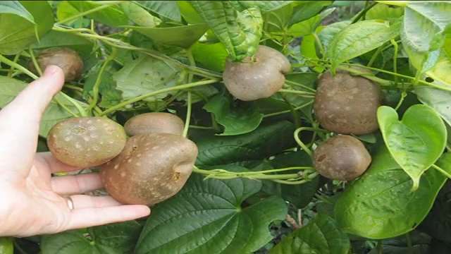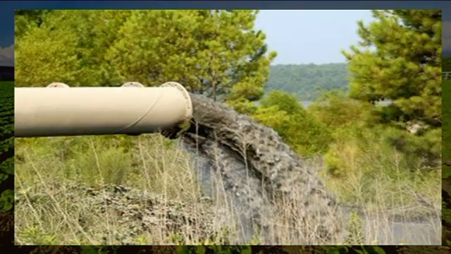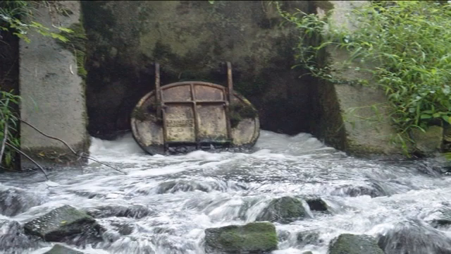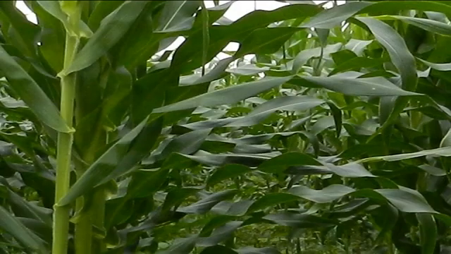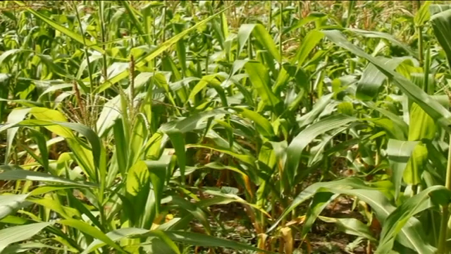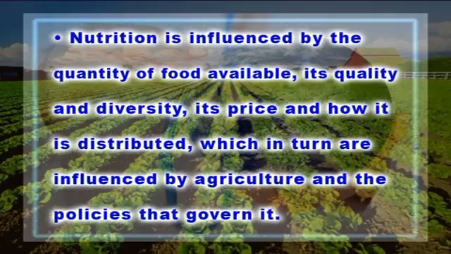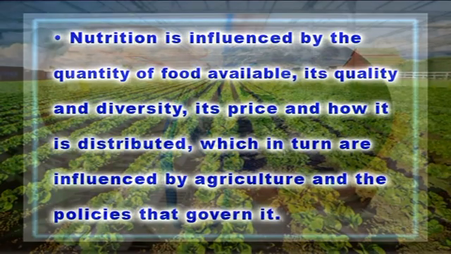For example, pathogens on raw fruits and vegetables may be the result of irrigation with inadequately treated wastewater, and aflatoxins may be present in staple crops. Nutrition is influenced by the quantity of food available, its quality and diversity, its price and how it is distributed, which in turn are influenced by agriculture and the policies that govern it.